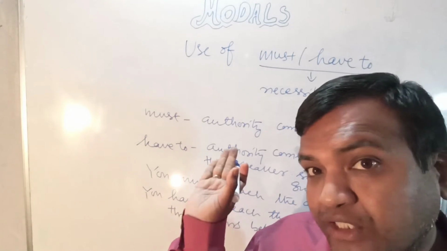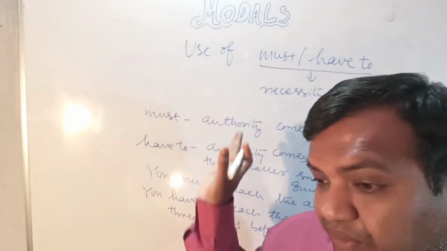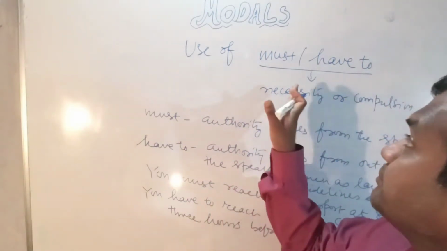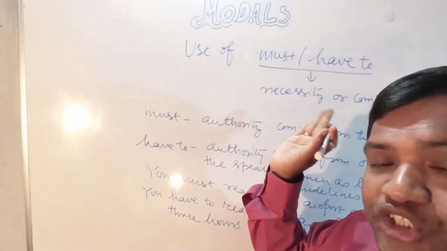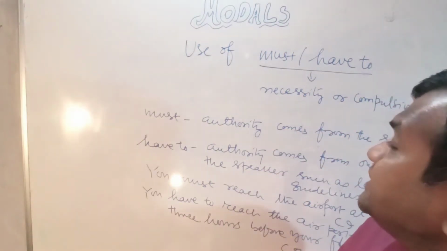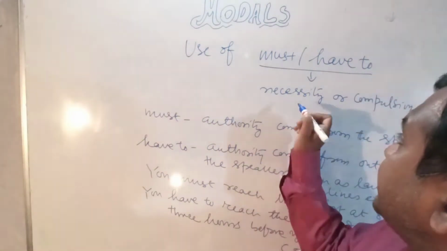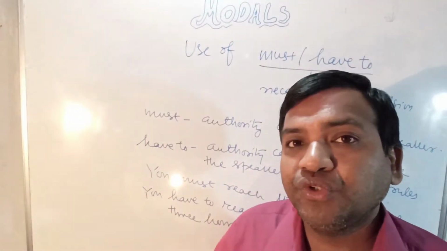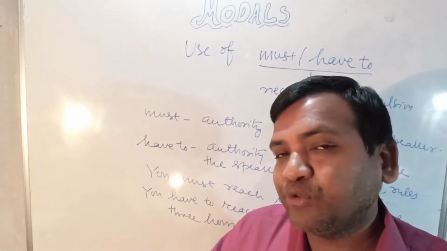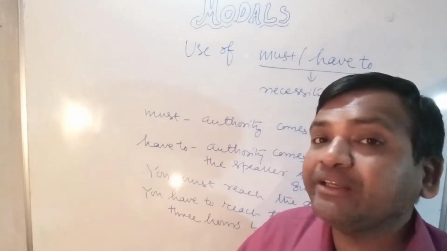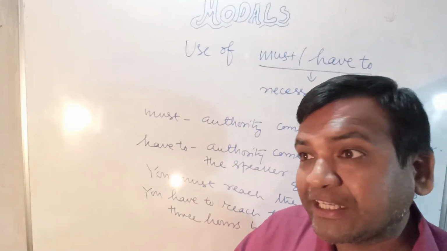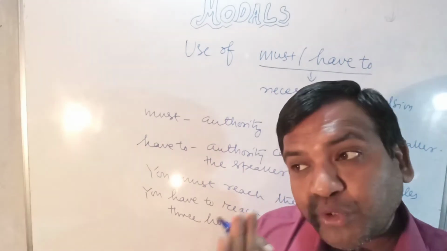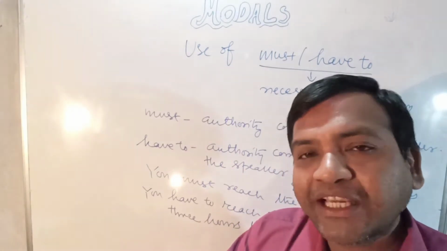I had forgotten to write must and have to when we were writing the modals. Must is one of the major modals. Now let us see how to use those things. For necessity and compulsion, must or have to is used. Though interchangeably they are used, sometimes must and sometimes have to, keep it in mind, situationally they are different. Interchangeably they can be used.